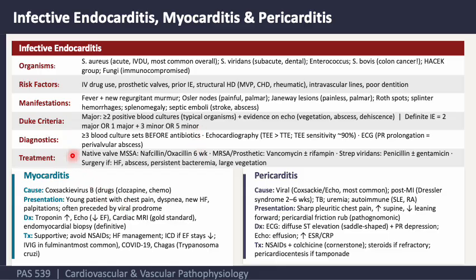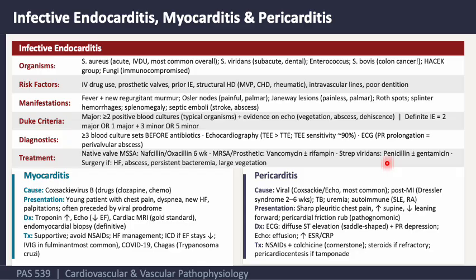Treatment: if it's a native valve, you can cover for MSSA with nafcillin or oxacillin for 6 weeks. If it's a prosthetic valve, you want to treat for MRSA, or if they've recently been in the hospital, so you can do vancomycin and rifampin. If it's strep viridans, I'm sorry, I said staph viridans earlier, I meant strep viridans, you should treat with penicillin as well as gentamicin.